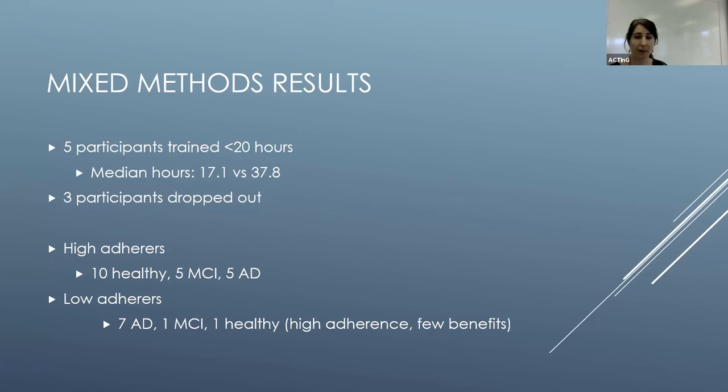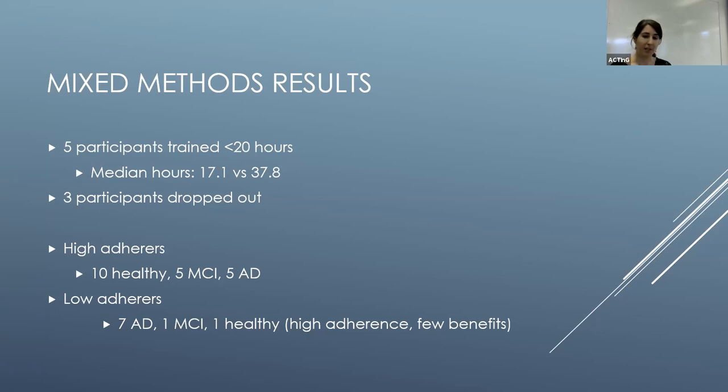So we had five participants who were classified as low adherence on the training, so less than 20 hours, and their median training was around 17 hours compared to nearly 40 hours in the high adherers. So there was quite a reasonable difference. And three participants with Alzheimer's disease dropped out from the training quite early on. The high adherers were by and large healthy participants, mild cognitive impairment, and then five with Alzheimer's disease. And in terms of the low adherers, the majority, as expected, were Alzheimer's disease participants, one with MCI.